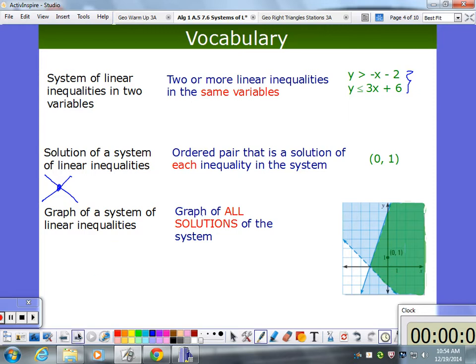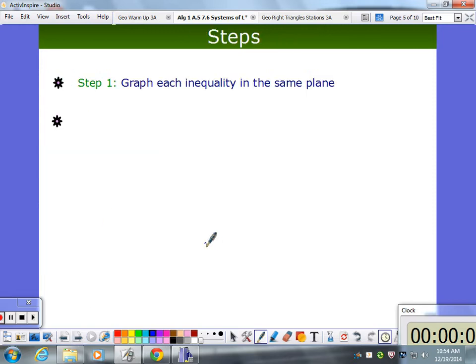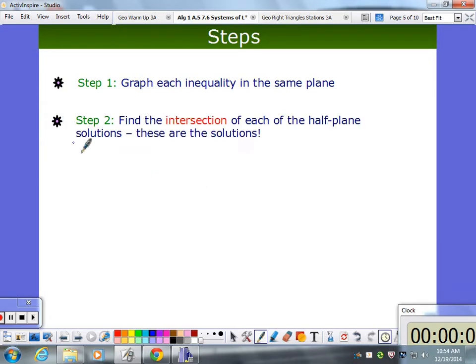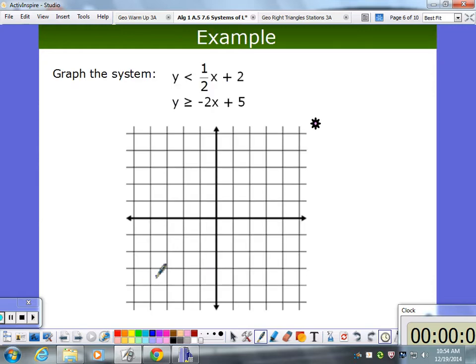So let's try this, linear inequality graph. The first step is you graph each inequality in the same coordinate plane, same graph. And then you find the intersection of each of the half planes. That's it. Now the good news with inequalities, just graph it. We're not going to worry about algebraic solutions for these. Just graph it. Thumbs up, yes. Exactly, thank you.